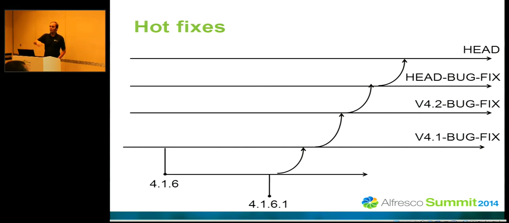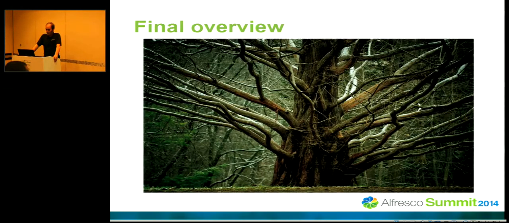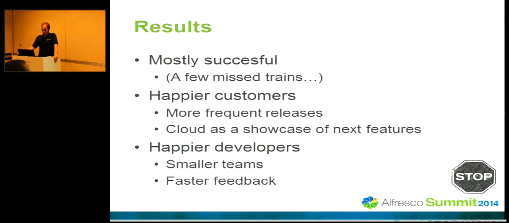Then you have, of course, a very big tree of branches, which I drew here. This is all the branches of Alfresco. We are very happy with the change. Being more agile allows us to provide releases to the cloud, which is good for customers. We have happier developers because we have smaller cycles, more releases, which is good.